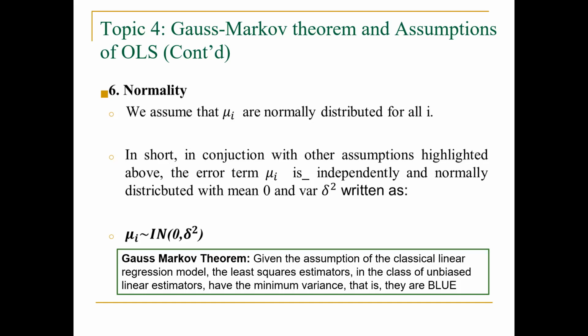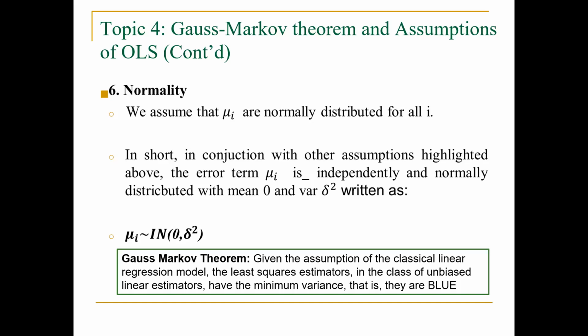So in short, the Gauss-Markov theorem or assumption tells us that given the assumption of the classical linear regression model, the least squares estimators in a class of unbiased linear estimators have the minimum variance, and therefore they are BLUE. Best linear unbiased estimator. So if we ask you to state the Gauss-Markov assumption, this is the exact thing that we should be able to look at.